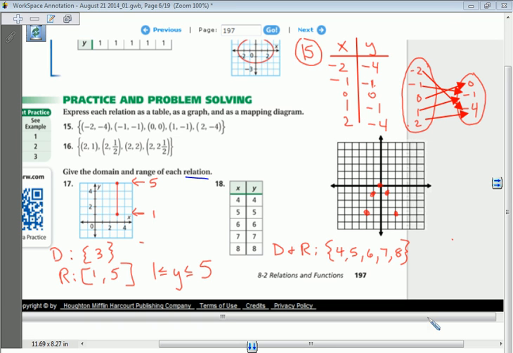Now if we looked at our graph, does it pass the vertical line test? Yes. So is that a function? Yes, they didn't ask us that, but certainly. Any questions about number 15?